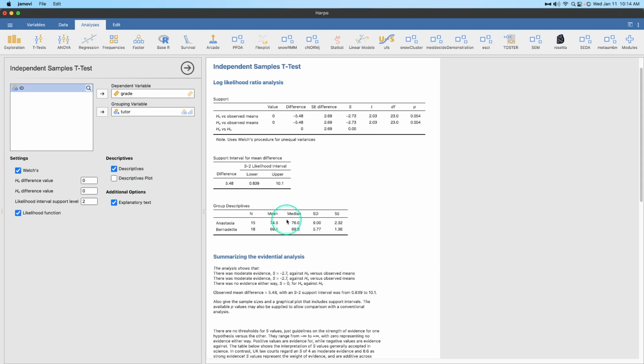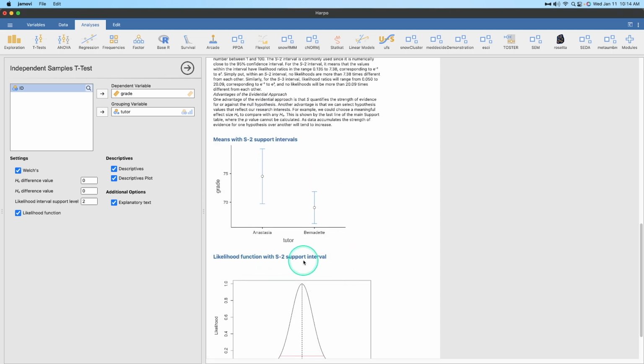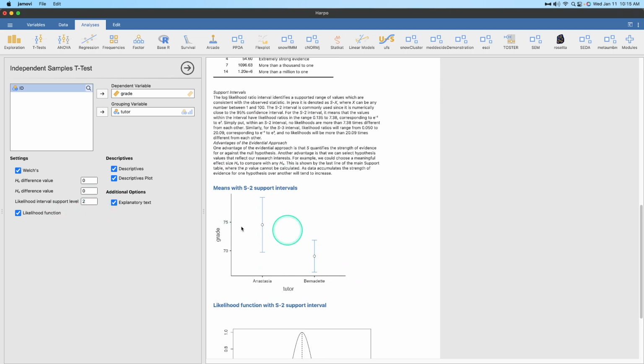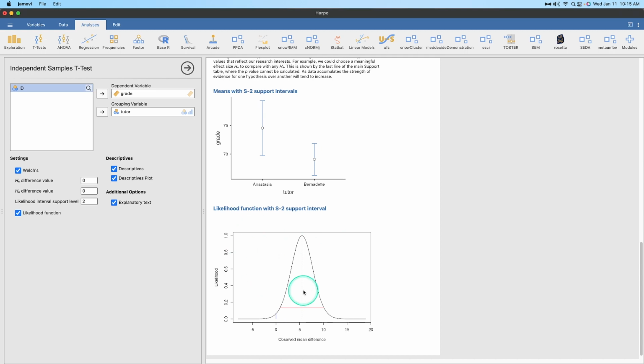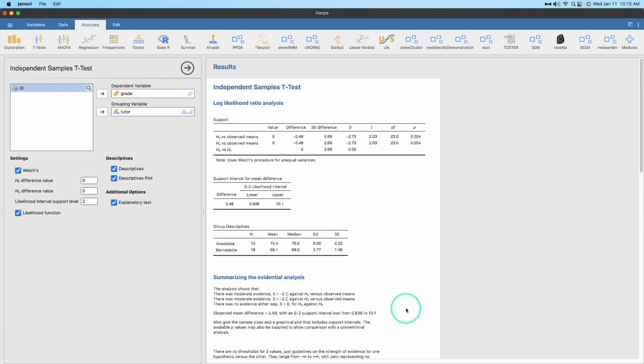This just gives you the mean, median, standard deviation, and standard error for my two groups, Anastasia and Bernadette, as well as my N. And we can get a descriptives plot. It's going to put the descriptives plot just above the likelihood function with S minus 2 support interval, right? So the S minus 2 support interval works with the likelihood function, but here is just the descriptive plot. These are confidence intervals, and then we have a truncated y-axis, which isn't really all that great. All right.